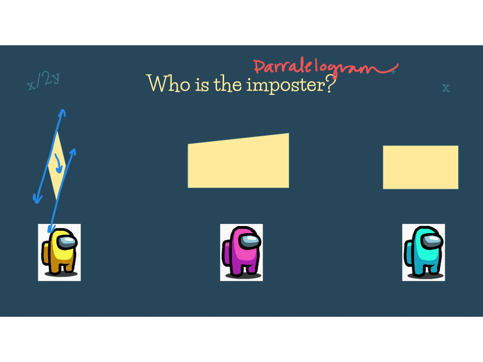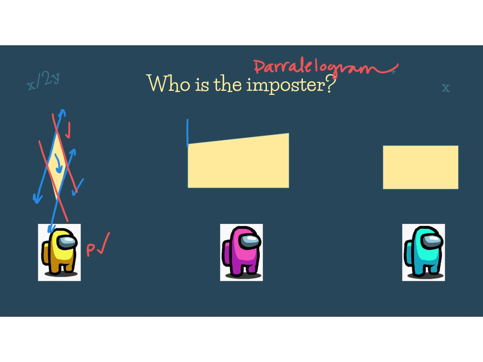So yes, the blue lines are parallel, but let's check the other side. Oops, gotta make that a little bit cleaner. This side, and then this side, those 2 are parallel as well. So this one is not the imposter, it is a parallelogram. Let's try the second one.